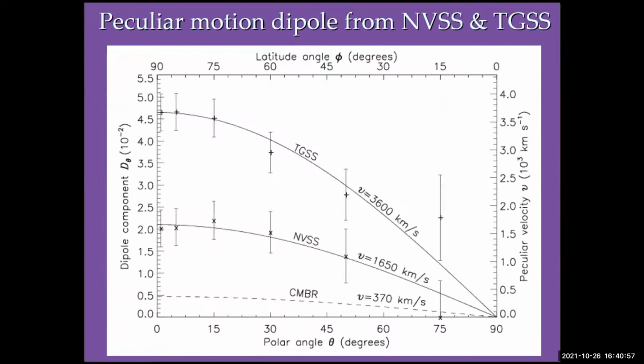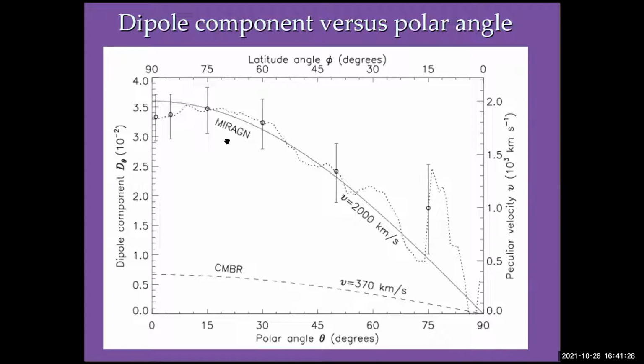Just to show you, this is the result from the NVSS survey and the TGSS survey, and this is the dipole from that. The dipole expected from the CMBR is this on this scale. But NVSS is coming about four times, and this is coming almost about 10 times the CMBR value. And there are quite a lot of points, and they're consistently falling. Then another survey of mid-infrared AGNs also shows a factor of 4 to 5 higher than the CMBR. CMBR is here, while this AGN survey shows something like 2000 kilometers per second.